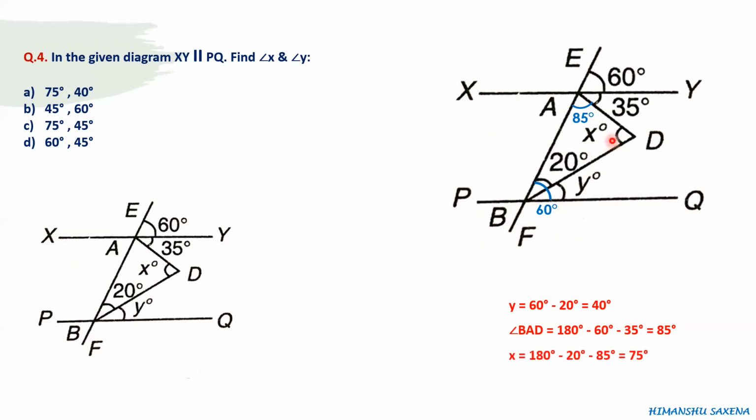Now we have to calculate the value of x. So this is 85, this is 20. So it's very easy. 180 minus 85 minus 20.